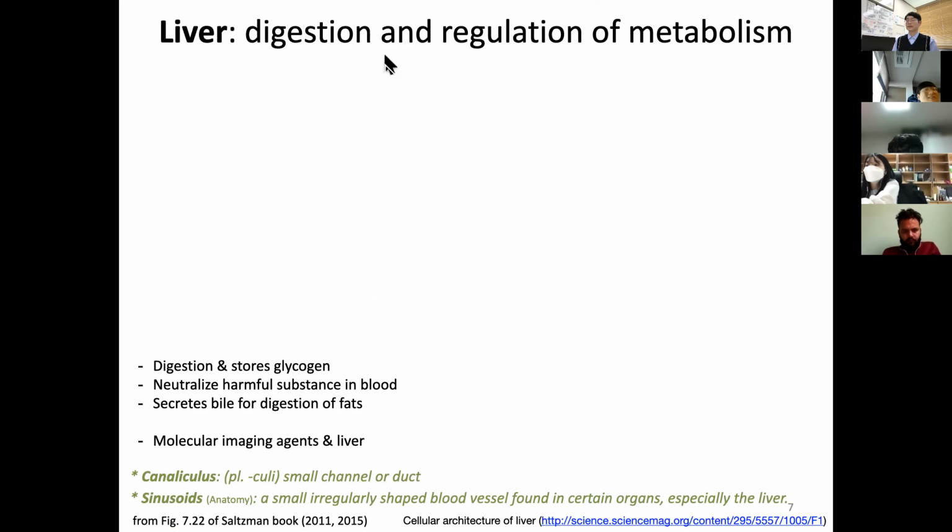So the liver is very, very important for digestion, and stores glycogen. Also the liver is very important for neutralizing harmful substances. You remember, like in Korean, 해독작용, liver, neutralizing. And of course, the liver secretes bile, which is probably very bitter, okay, for digestion of fat.